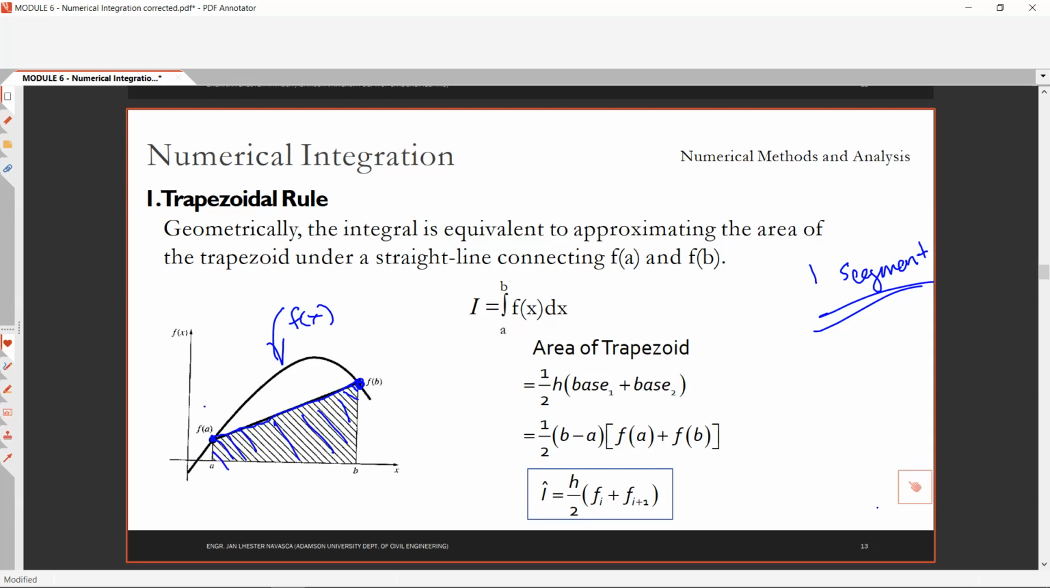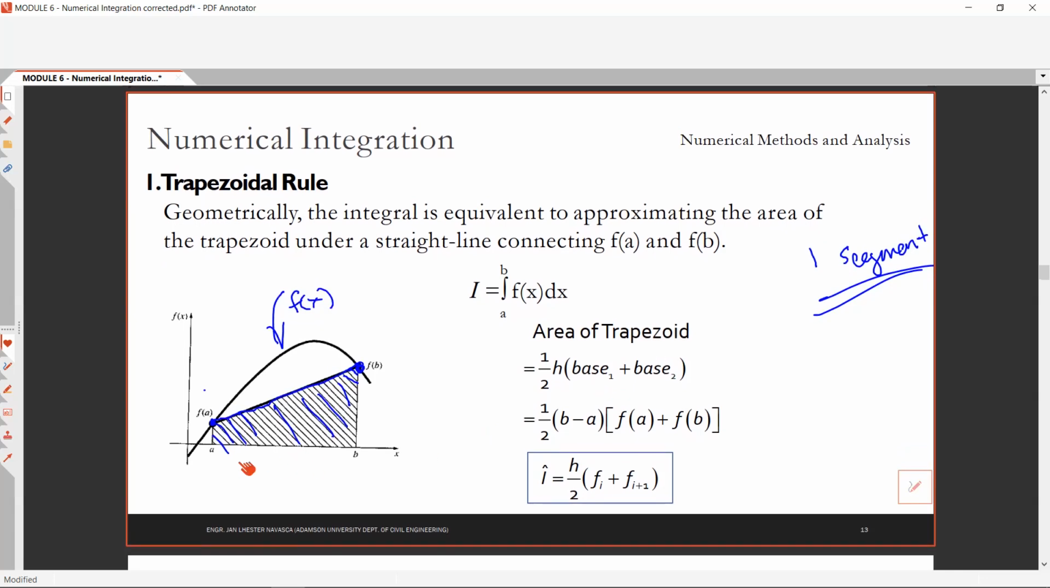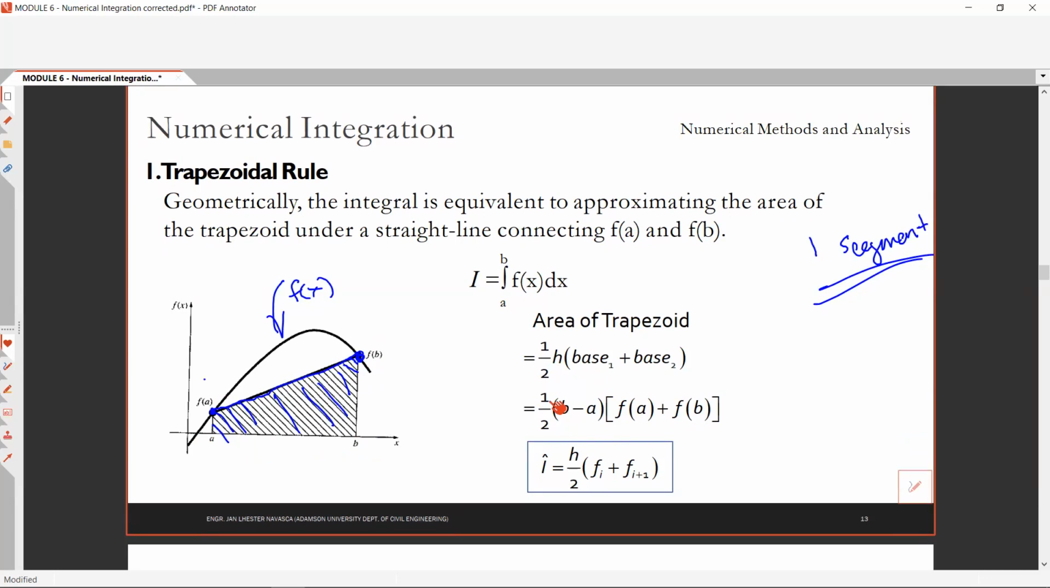The area of a trapezoid is 1/2 times h times base 1 plus base 2. So what are base 1 and base 2 here? If we consider the height as the distance between B and A, then our bases are this height f of A and this height f of B. So basically the formula is derived to 1/2 times (B minus A), which is our h. The distance of this is h.